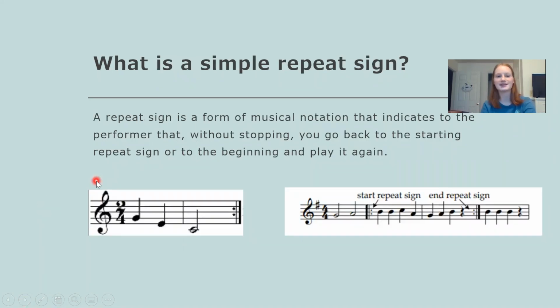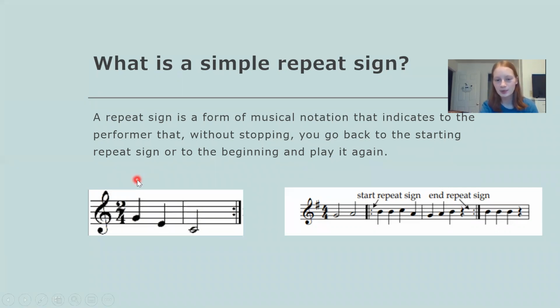All right, so a simple repeat is a repeat sign that indicates that you're going to play something twice, and this type of repeat sign indicates that you're going to play from the beginning until the repeat, and then without stopping, go back to the beginning and play through again until the end.